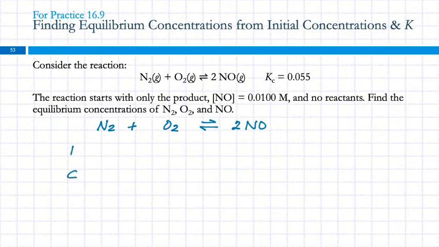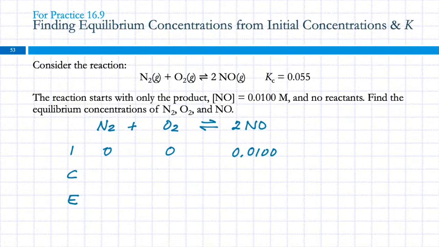You'd be surprised. Okay, so my ICE table, initial concentrations says I only have the product, and that's 0.0100. If I only have the product, that means there's no reactant. Okay? So which direction is this going to go? It has to go towards the reactants because there's nothing over there. So this is going to increase. These will increase and that will decrease.